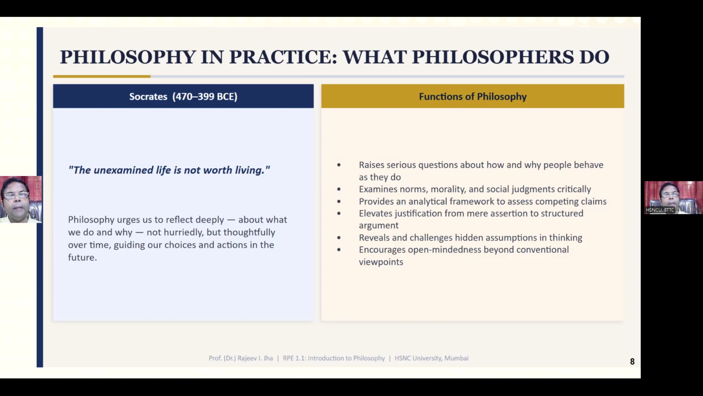Philosophy is not about perpetually agonizing over every small decision. What it does is raise serious questions about how and why people behave as they do, and whether those behaviors and choices are justifiable from the perspective of society at large. In sociology, this is exactly what critical theorists do. They ask not just how society functions, but whether its structures are just, fair, and humane.